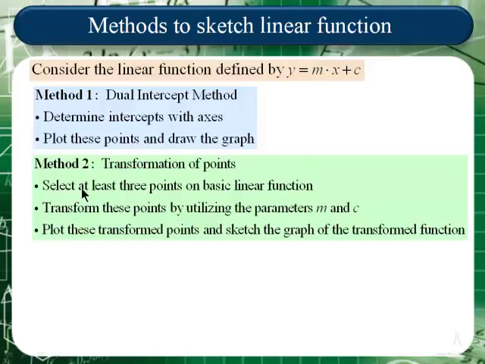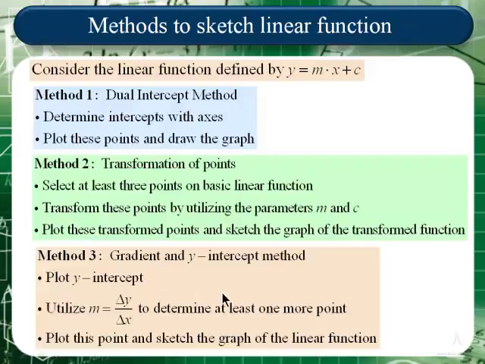I would suggest you select at least 3 points on the basic linear function. See, the danger, if you only have 2 points, you can always draw a straight line, but if you determine 3 and they don't lie on the same straight line, then you know there's somewhere something terribly wrong. So you then transform these points by utilizing the parameters m and c, plot these transformed points and then sketch the graph of the transformed function.